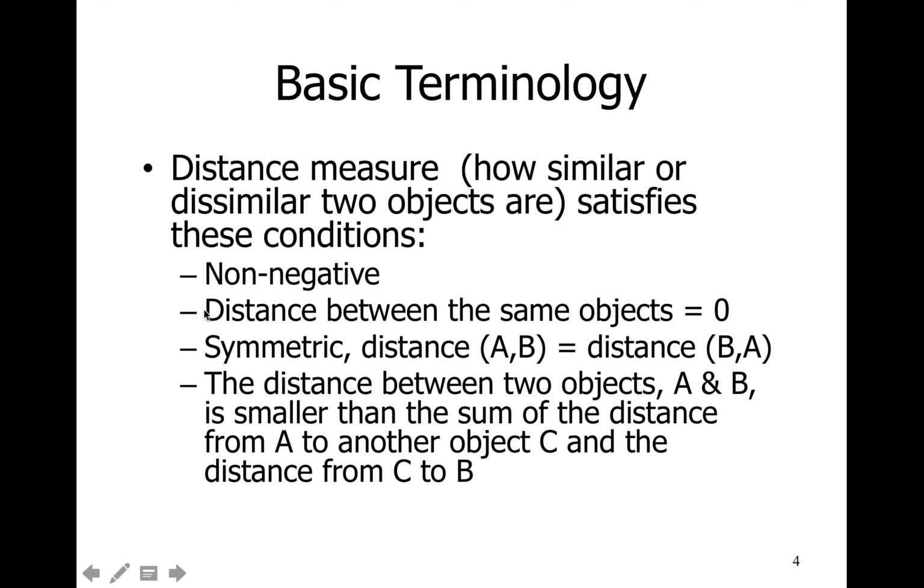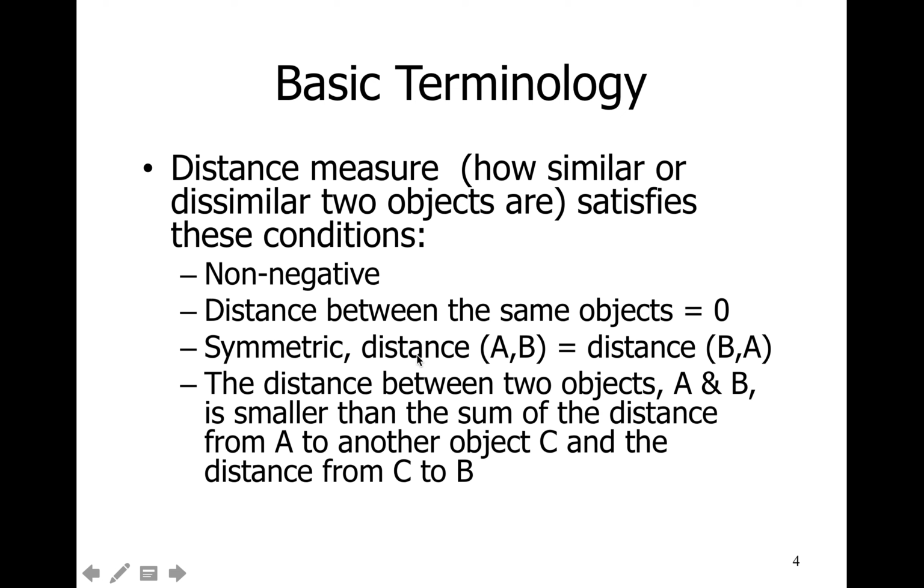Distance functions have these properties or conditions that they must satisfy. It has to be non-negative, so there's no negative distance, but it can be zero. And specifically, zero is always true for the distance between the same objects, which means the distance from an object to itself is always zero. There's no other distance, unless objects are exactly identical, that can be zero.